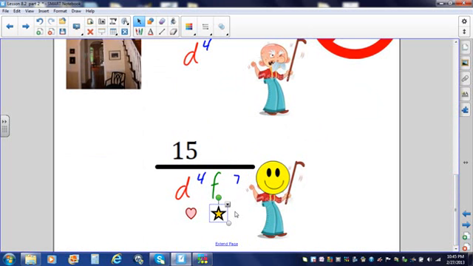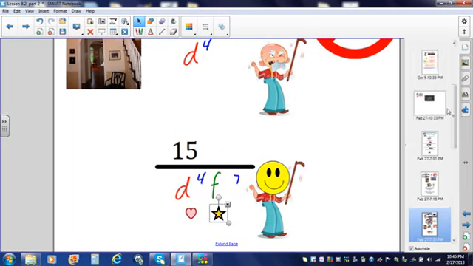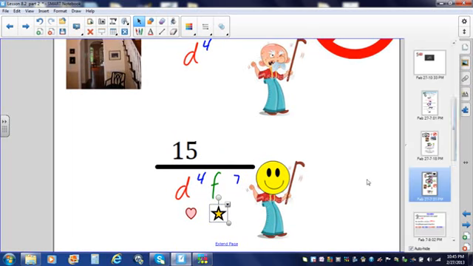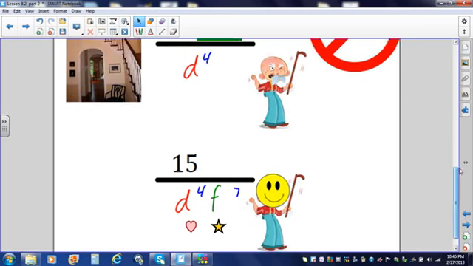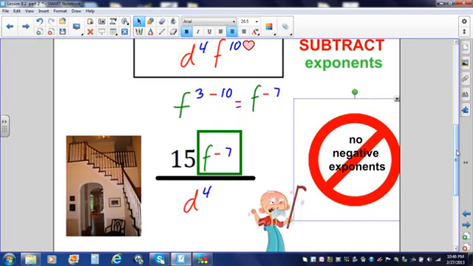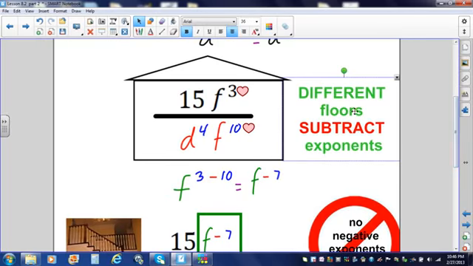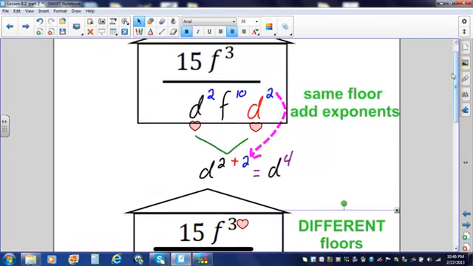Wow! Do you think you have a better understanding of how to simplify these problems? Yes! And I bet you understand how to do them so well that you are ready to yodel. Yolo, hee hee. Yolo, lolo, lolo, hee hee. Remember, no negative exponents. Different floors, subtract the exponents. Same floors, add the exponents.